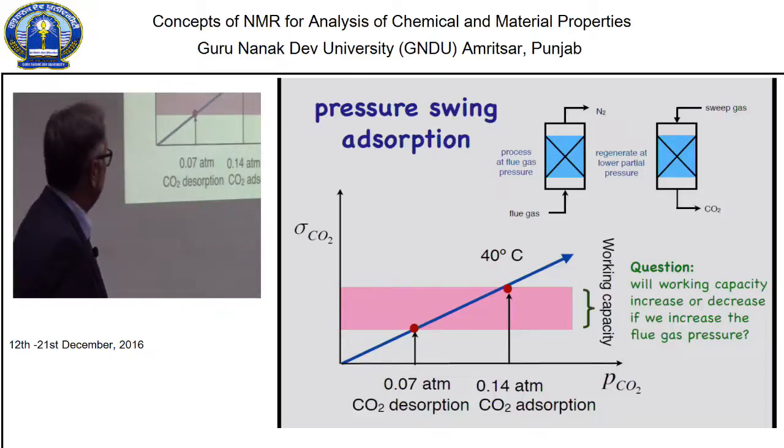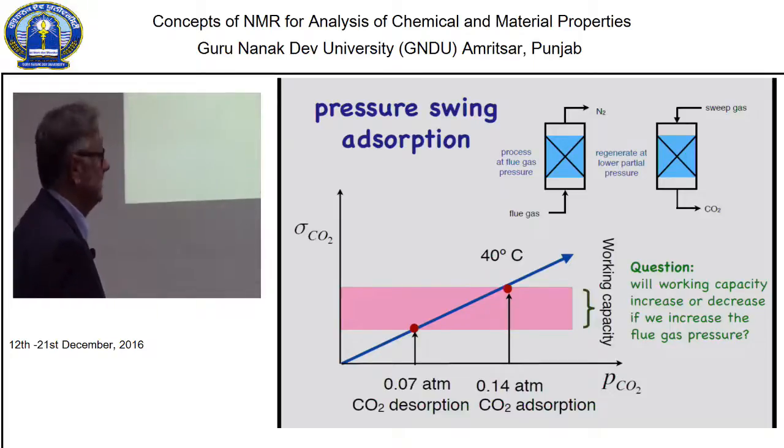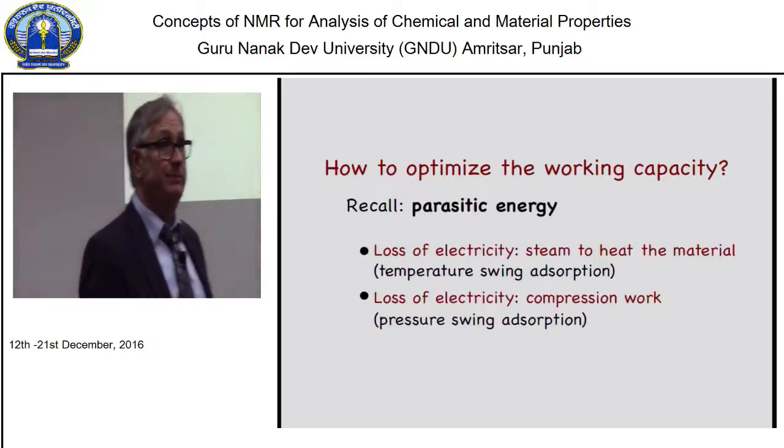And a question you might want to ask yourself is, will this working capacity, the difference between these two numbers, increase or decrease as we move up and down this line? And I think I sort of gave the answer away on that question. So how do we optimize this working capacity?